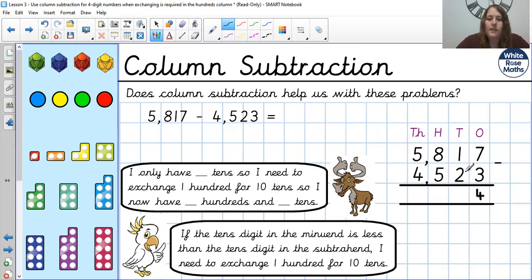This time I have 1 take away 2. And again, the number 1 in the minuend is smaller than the number 2 in my subtrahend, so I cannot do that. I have 110 at the moment, and I'm going to need to exchange from my hundreds. I've got 8 hundreds at the moment. I've crossed out the 8 and I've put the 7 there because I'm taking one of those hundreds and popping it in the tens column. So I've now got 7 hundreds and 11 tens.